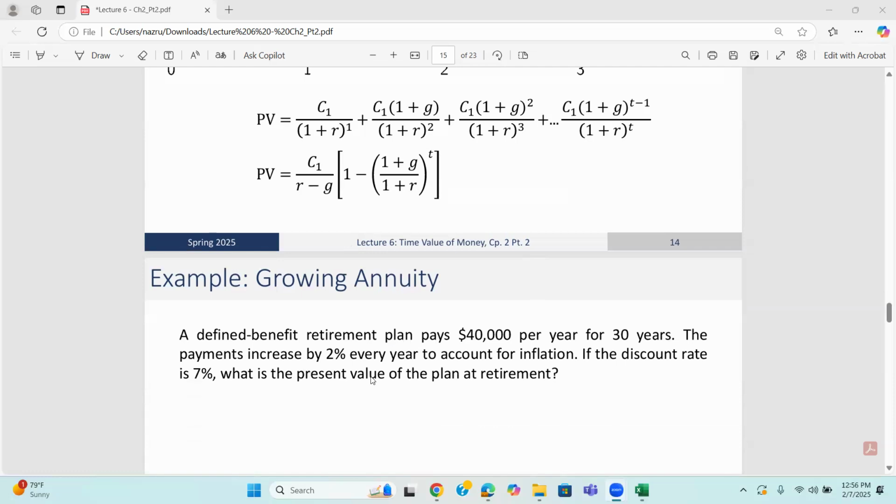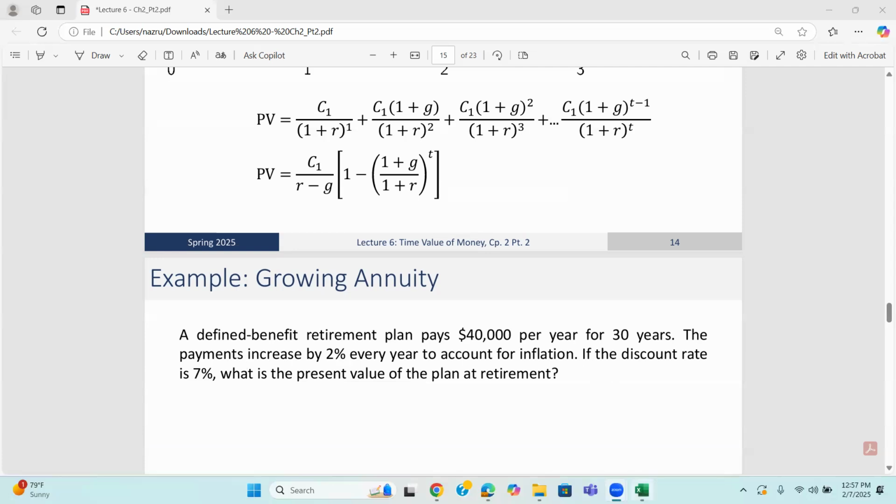Okay, let's see the example. It would be easy to solve then. A defined benefit retirement plan pays 40,000 per year for 30 years. So we have T here, 30 years, and our cash flow is 40,000. The payment increases by 2% every year. So this increase is basically the growth rate. So we have a growth rate of 2%. If the discount rate is 7%, so our R is 7%, what is the present value of the plan? So you can see here we have all the information. For the calculation of present value, we have C, we have R, we have G, we also have T.